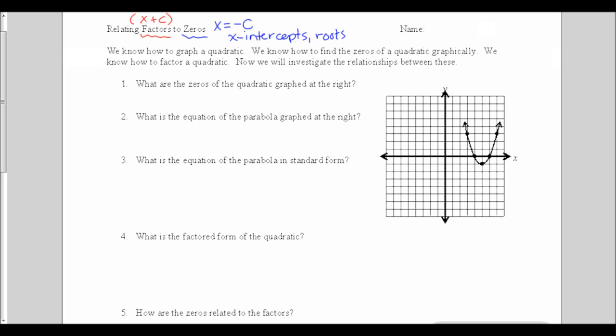Let's also talk about the things we know. We know how to graph a quadratic. If I give you an equation, you can plot the points to make a graph. We know how to find the zeros of a quadratic graphically because they're just the x-intercepts. We know how to factor a quadratic. That's what we've been doing in the past couple days. Now we're going to look at the relationship between these three things.